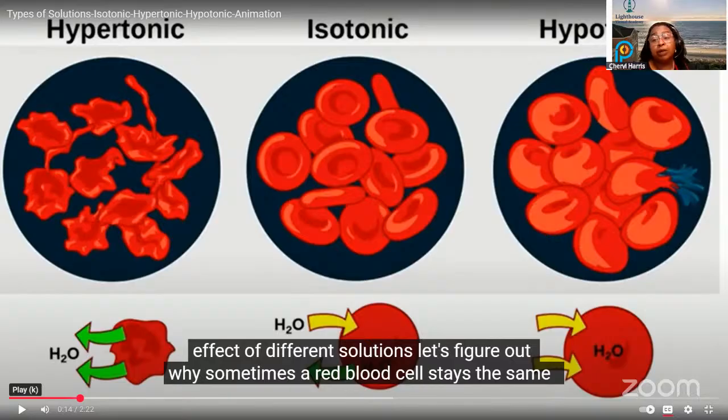On the third one, hypotonic, they have taken in so much water that some of them are starting to burst. So the ones in the first one are shriveled up because they've lost water. The ones in the middle are just the right size. It's like Goldilocks and the Three Bears. And the last one is too much and they burst. So take a minute to draw those three pictures.